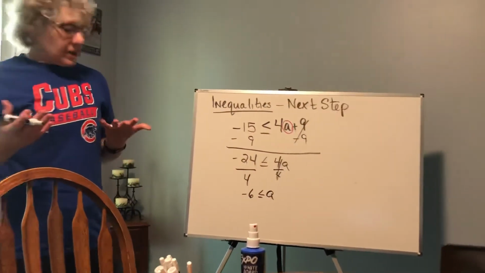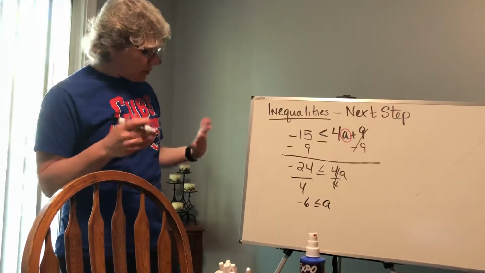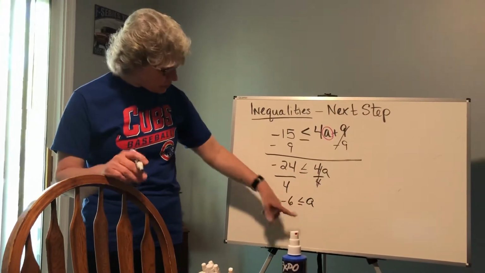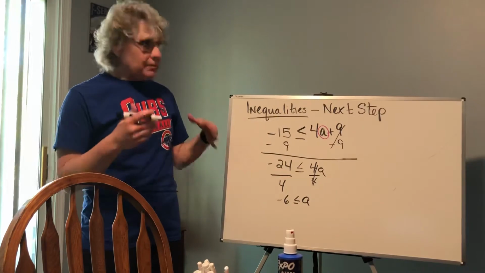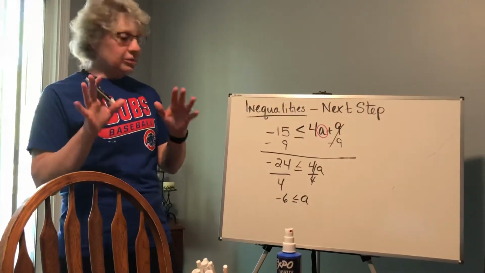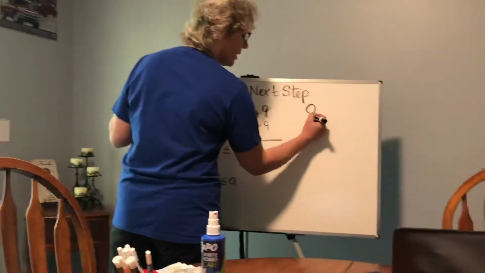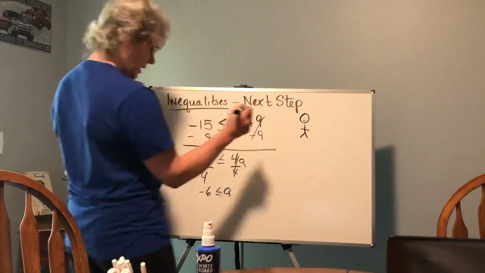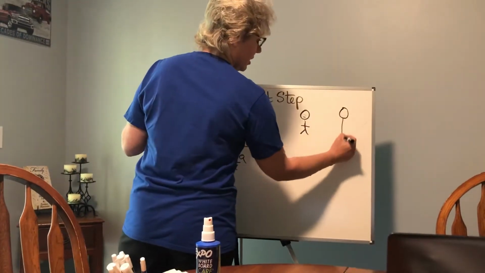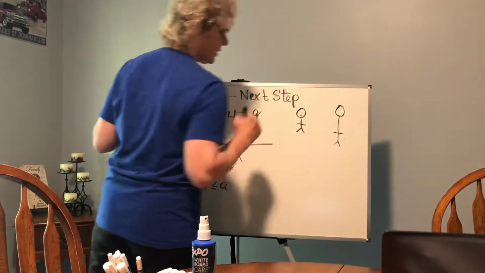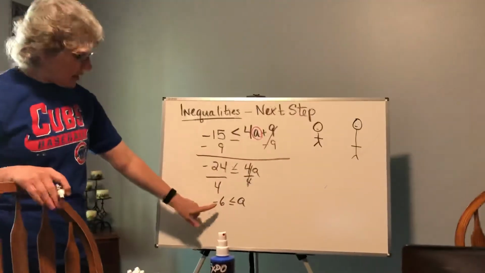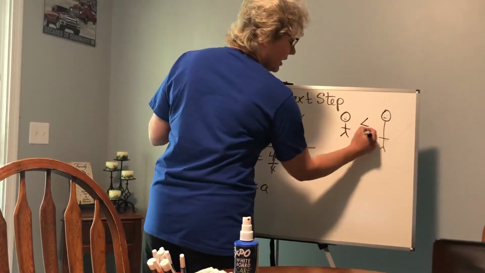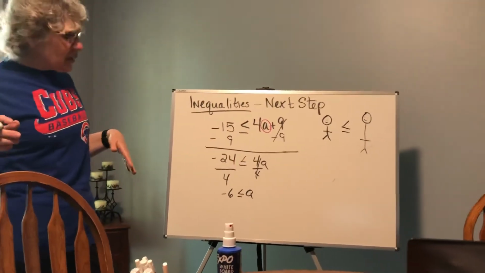So if we were graphing this, we would have to make sure that our graph reflected this. Now, I said yesterday we have to be careful with which way our arrow goes. So remember, I'm not an artist, but let's make this a little person and this a big person, to give some perspective. Negative 6 is less than a. Well, this little person is smaller or less than that big person, right? Makes it easy enough to understand.